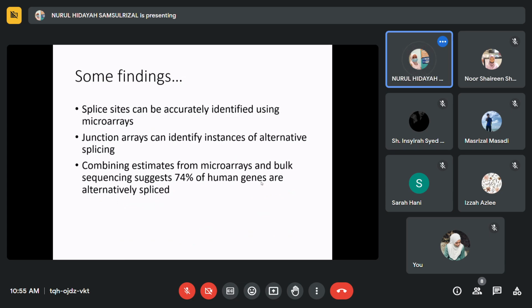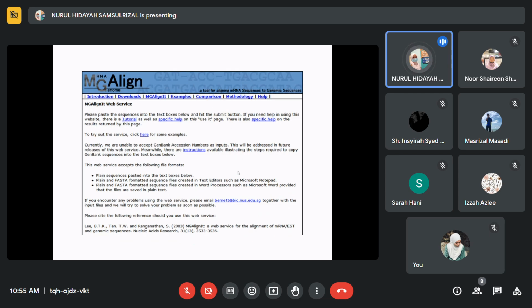Okay. So just junctions of array can be identified. Okay, instance of the alternative splicing, and combining estimate from microarray and book sequencing suggests 74% of human genes are alternatively spliced. Okay, 74% of human is quite besar juga amount tu. Okay, sebab macam mana dia orang boleh tahu?